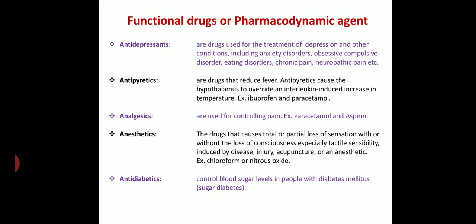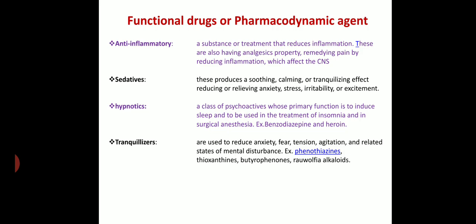These anesthetics are used before surgical operations. The next one is the anti-diabetic drugs. These drugs control the blood sugar level in diabetes mellitus. The next is the anti-inflammatory drugs. These reduce inflammation in the body. They show analgesic property, remedying pain by reducing inflammation which affects the central nervous system.